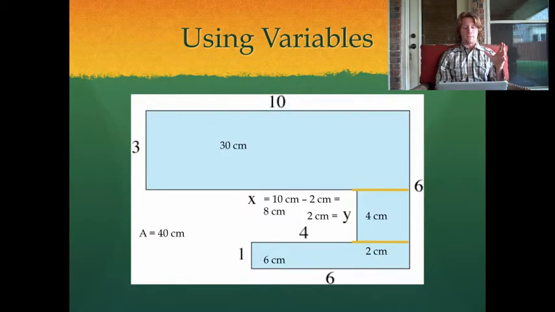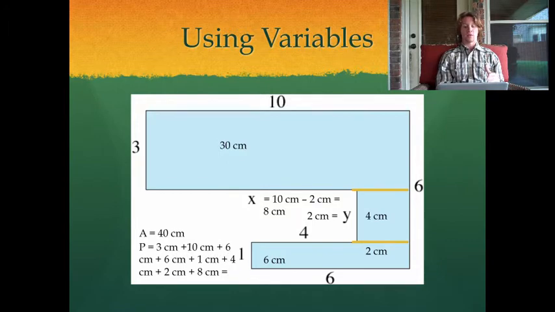So going ahead and moving on, we also need to find the perimeter of this box. And so to do that, you're just going to add up all the sides. So go ahead and do that, and I'll give you a second. Pause the video if you need to. Okay, so after pausing the video and adding up the sides, you should get 3 plus 10 plus 6 plus 6 plus 1 plus 4 plus 2 plus 8, and that's going to give you 40 centimeters. So in this case, the area of the total figure actually equals the perimeter of the total figure as well.